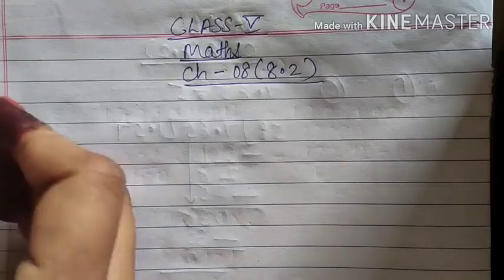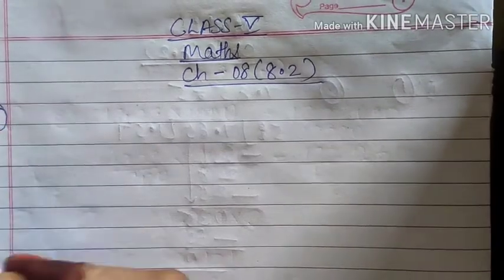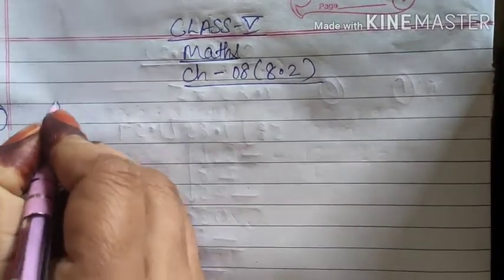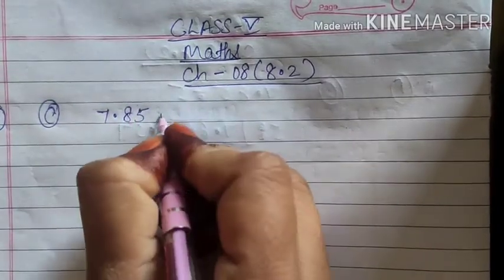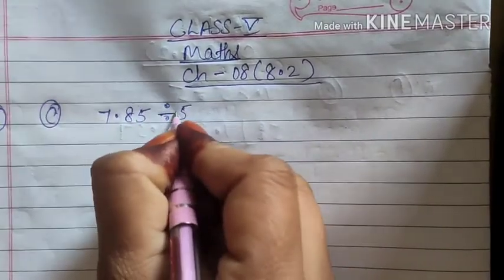Now we will start exercise 8.2. In exercise 8.1 we have done the multiplications, and now in exercise 8.2 we will perform division. Let's solve the first question. Any one part we can solve, that is C. 7.85 divided by 5. This is the question.